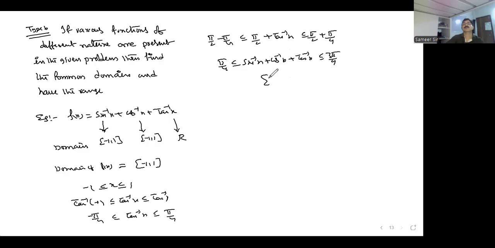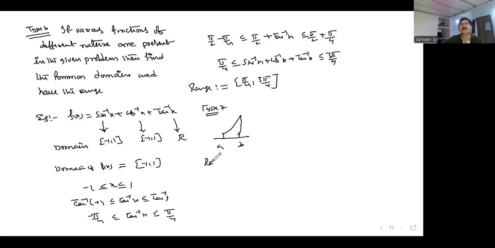What does the range mean? The range is pi by 4 to 3 pi by 4. Okay, pi by 4 to 3 pi by 4 we get. And the seventh one is also there. Suppose, let us say, an increasing function. As I said, increasing from a to b.